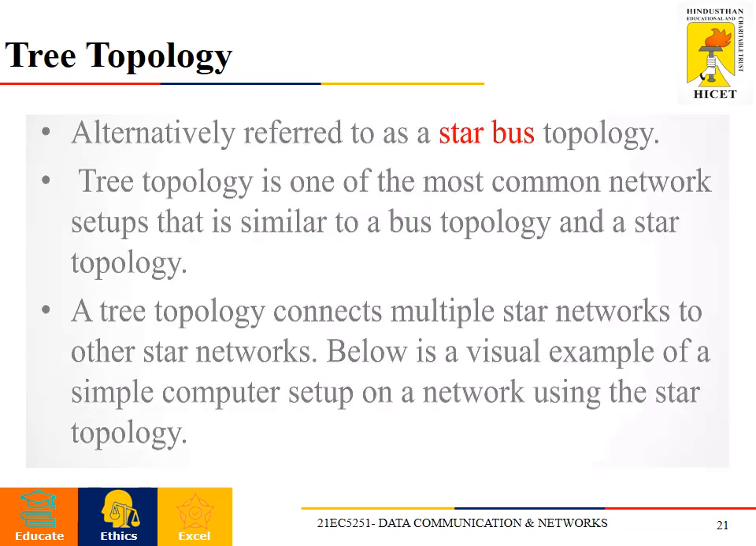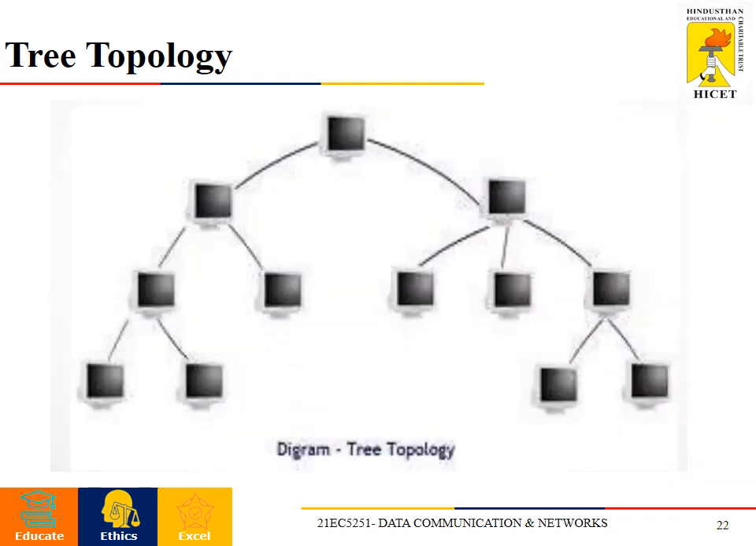The next is a tree topology. Tree topology is one of the most common network setups that is similar to a bus topology and star topology. A tree topology connects multiple star networks to other star networks. See the diagram here, the tree topology. This is the representation.